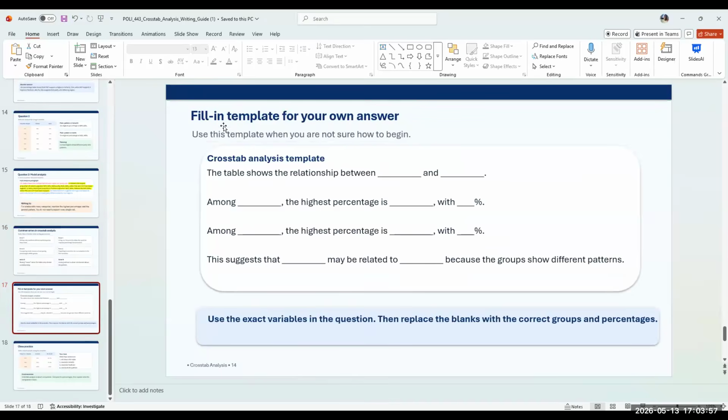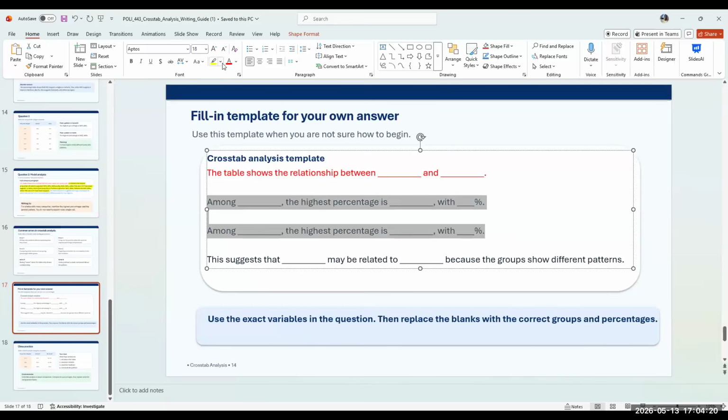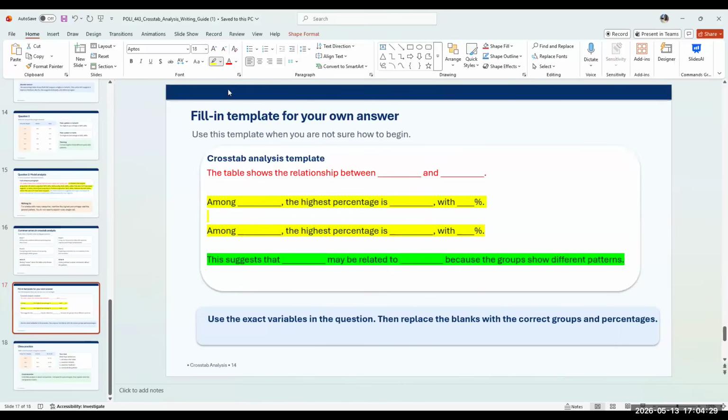You can use this particular format to fill in the template: a table shows the relationship between blah, blah, blah. Among these, the highest percentage is dash and with dash, blah, blah, blah. You can just use this template to help yourself build some form of confidence, so that going forward, if you think using this template will help you, this is how you can do a crosstab analysis of what you want to do, so that you're able to do that for yourself.